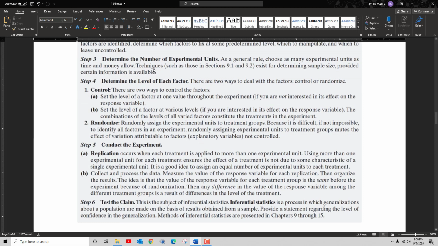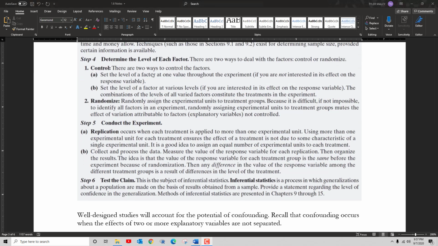And then step 3, we want to determine the number of experimental units. In general, we want to have as many experimental units as time and money will allow, but we'll look at some techniques in the beginning of chapter 9 to determine sample size, right? If we have the necessary information.